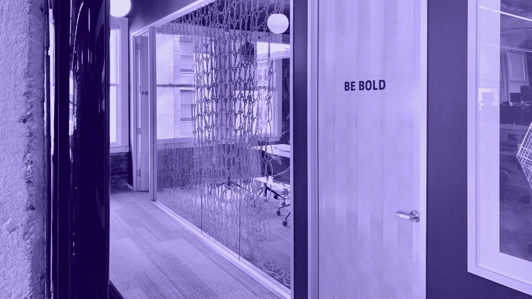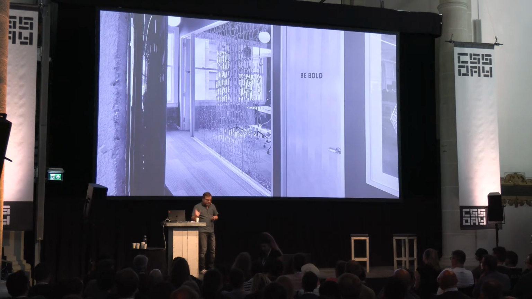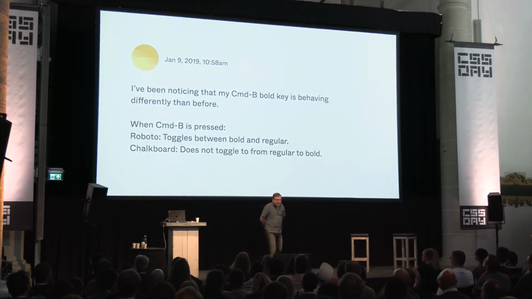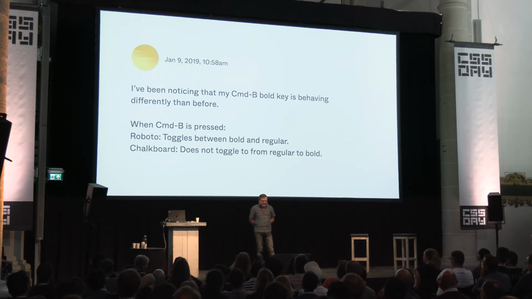And so, putting all of this aside, I've been noticing that my Command-B key is behaving differently than before. It works on Roboto, doesn't work on Chalkboard. And so our support team started investigating.